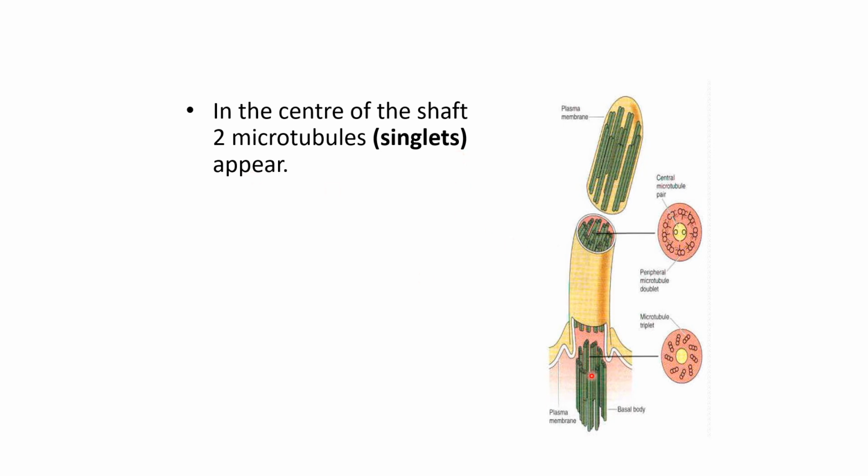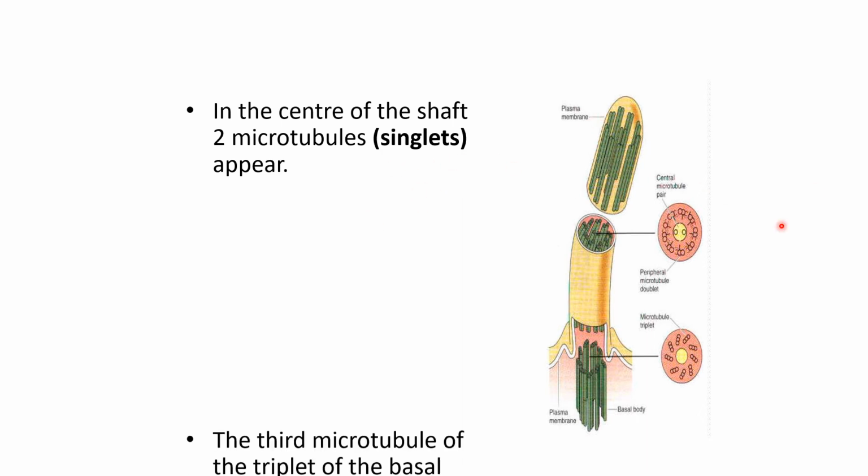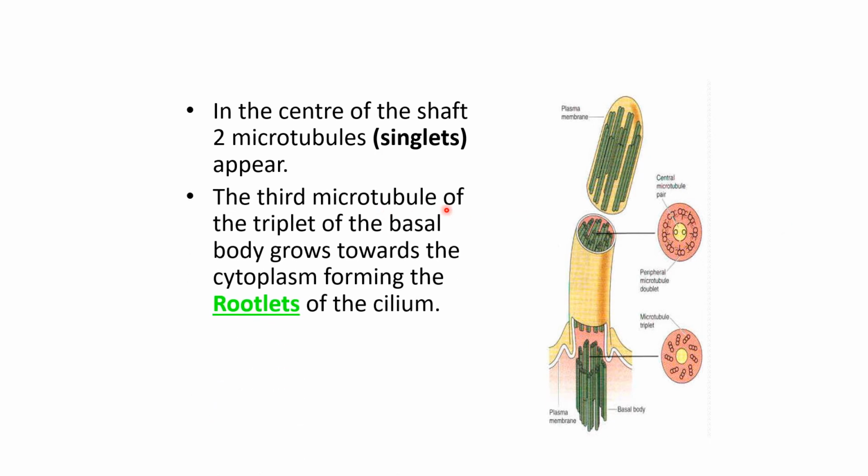Two centrioles will polymerize in the center of the axoneme, forming what's called the singlets. The third microtubule, which is the C microtubule, moves downwards, forming the rootlet in order to fix the cilia in the cytoplasm.